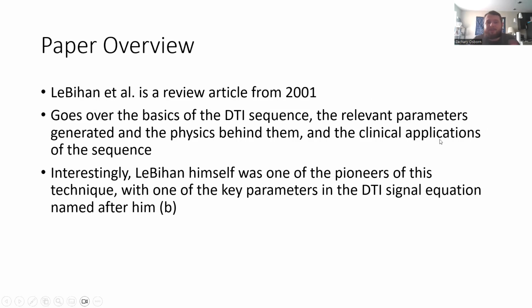To summarize the paper that I was assigned, Lebihan et al. is a review article from 2001 going over the DTI sequence, the fundamental parameters that can be derived from it, the physics behind it, where it comes from, and the clinical applications of the sequence specifically. Interestingly, I learned through my work that Lebihan himself was one of the pioneers of the technique, with one of the key parameters in the DTI signal equation named after him, funny enough, the B parameter.